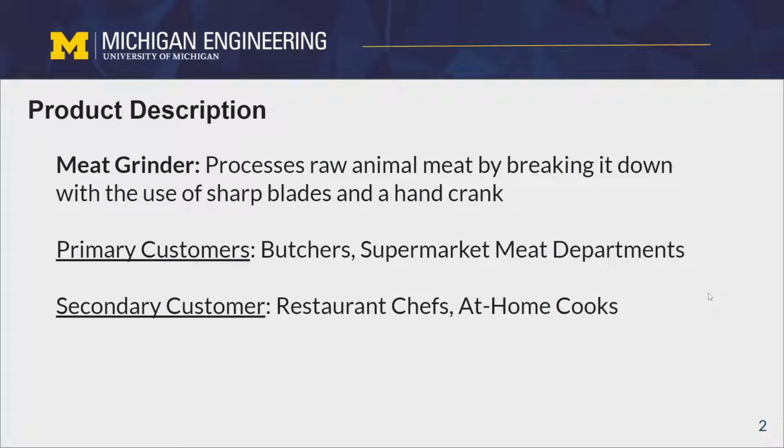So a meat grinder is a machine that processes raw animal meat by breaking it down with the use of sharp blades and a hand crank. Some of the primary customers for meat grinders would include butchers and supermarket meat departments. They would primarily use meat grinders for breaking down raw meat and selling to consumers as packaged goods. Secondary customers would be restaurant chefs and at-home cooks who are making their own meals from scratch.